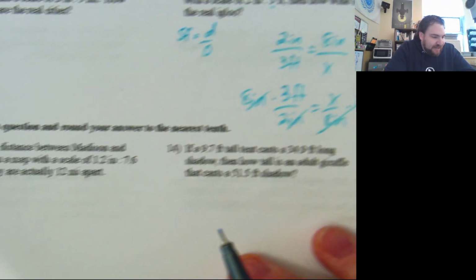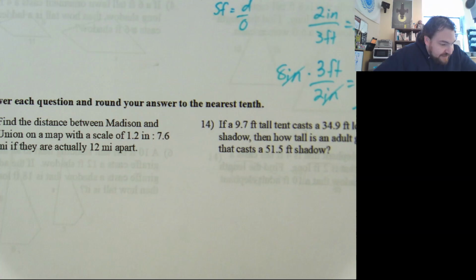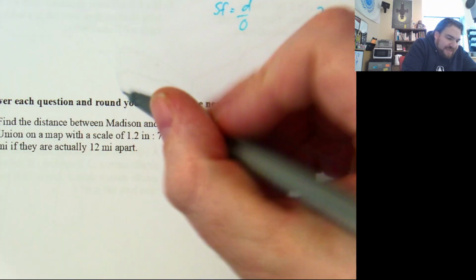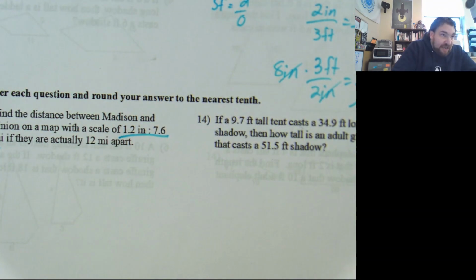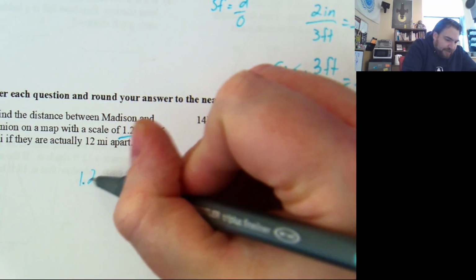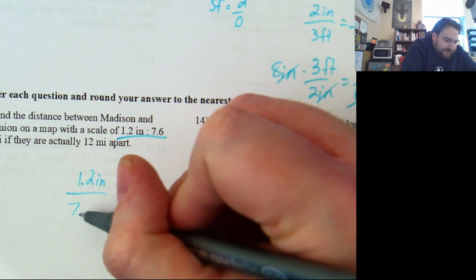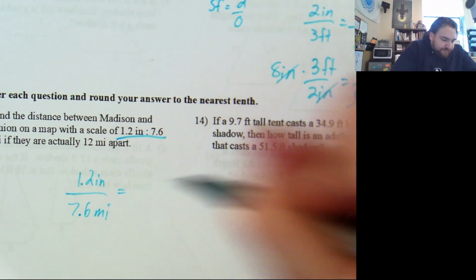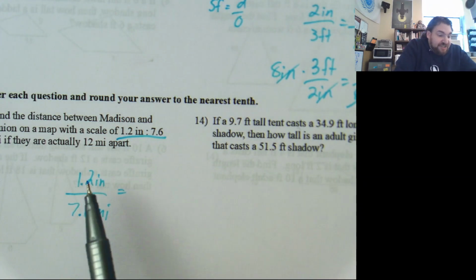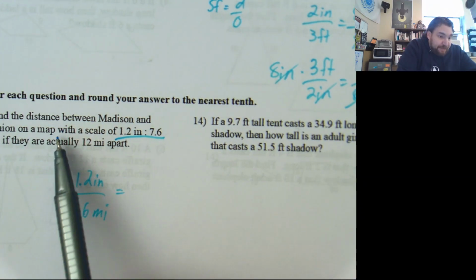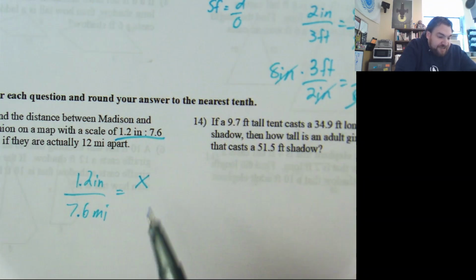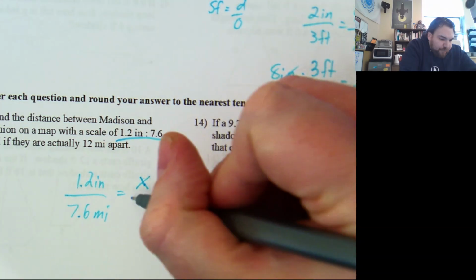Let's do number 13. Find the distance between Madison and Union. Those are streets on a map with a scale of 1.2 inches to 7.6 miles if they are actually 12 miles apart. So this is going to become the scale fraction. I'll write this as 1.2 inches over 7.6 miles. This is the diagram, and we're asked to find the distance on the map. So that's what we're looking for. The distance on a map is the numerator over 12 miles.